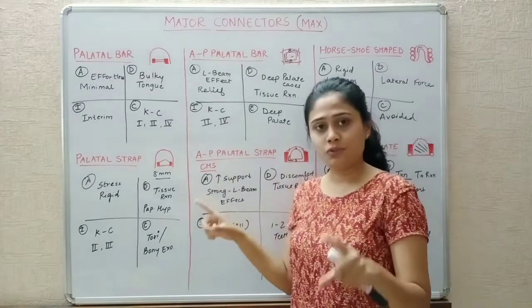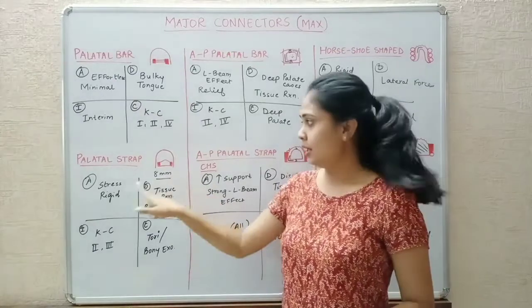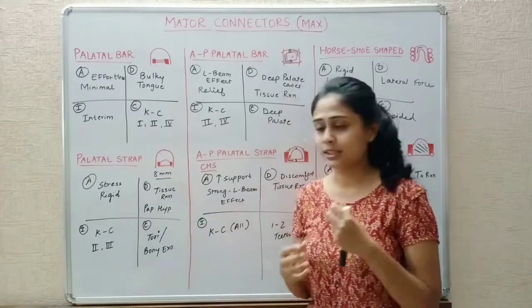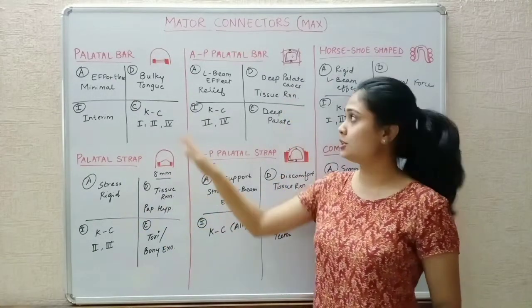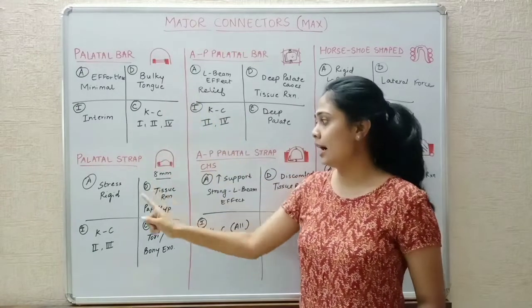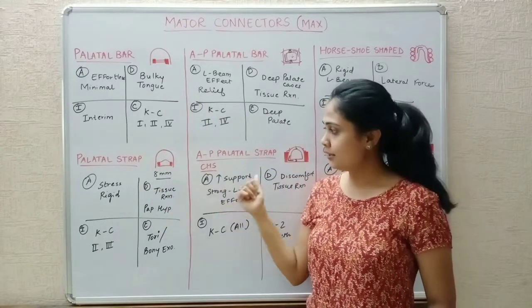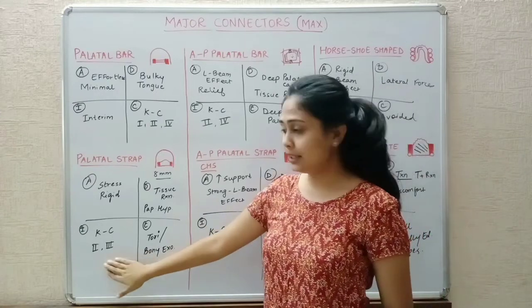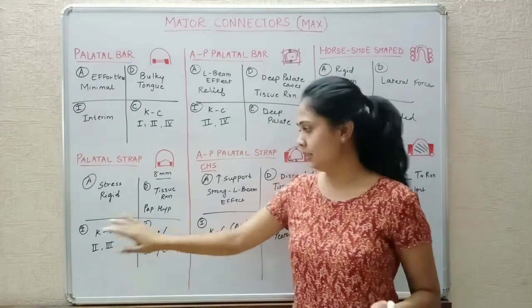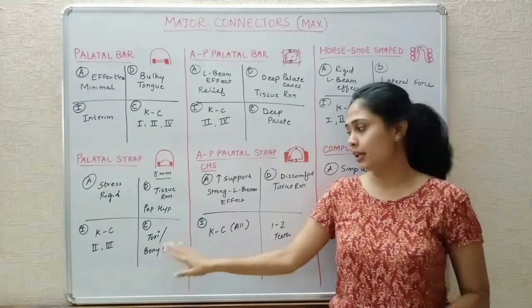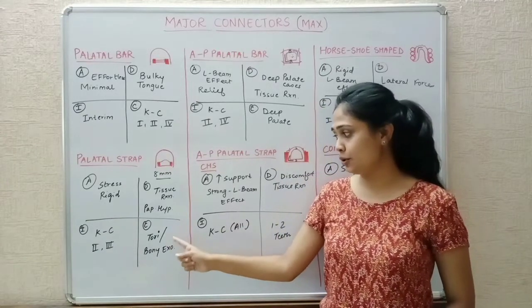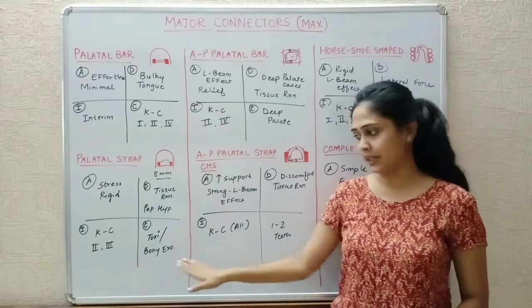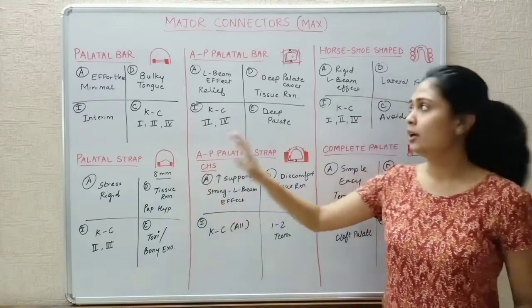It is a strap which is 8 mm wide, and the advantages are it distributes the stress which does not occur in this one, and it is rigid. Then the disadvantages are tissue reactions and papillary hyperplasia. Then the indications are Kennedy's class 2 and 3. The contraindications are, it should not be given in cases with tori or bony exostosis because there is no relief.